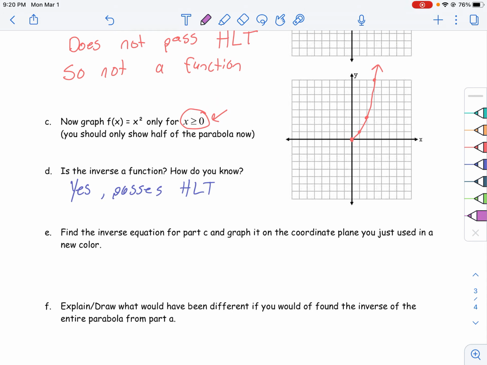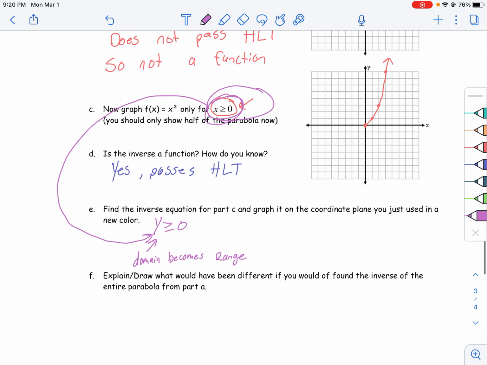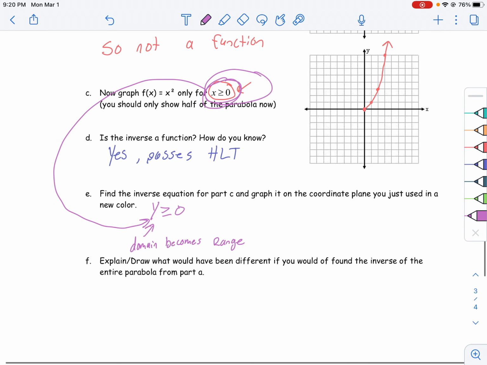Before we even find this inverse, we need to first either restrict its domain or its range based off of the domain restriction in the beginning. So in the beginning here, all of the x's have to be greater than or equal to 0. So that means for our inverse function, the y's have to be greater than or equal to 0. And this is because the domain becomes the range, right? So originally x was greater than or equal to 0. If that's going to become the range, that's telling us y is greater than or equal to 0.